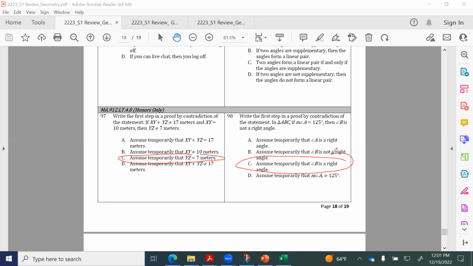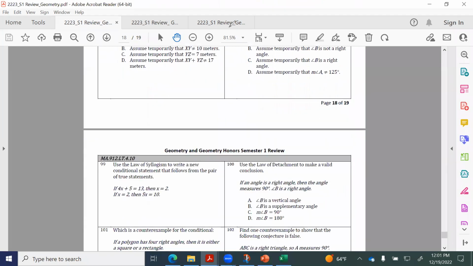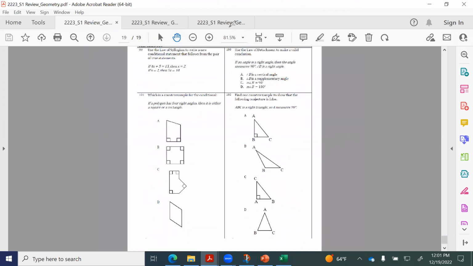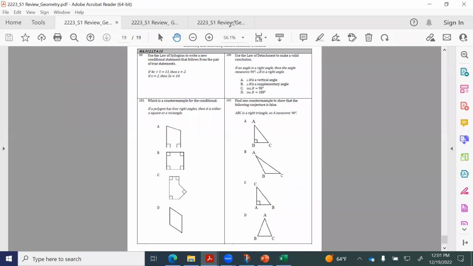All right, almost done. And the last 4. 99. Use the law of syllogism to write a new conditional statement that follows from the pair of statements. Syllogism is where you connect them and eliminate the middle part. The then and the if of the first statement and the second statement are the same. We eliminate that part and combine the rest. If x plus 5 is equal to 13, then 5x is equal to 10. So we're just combining those two statements.